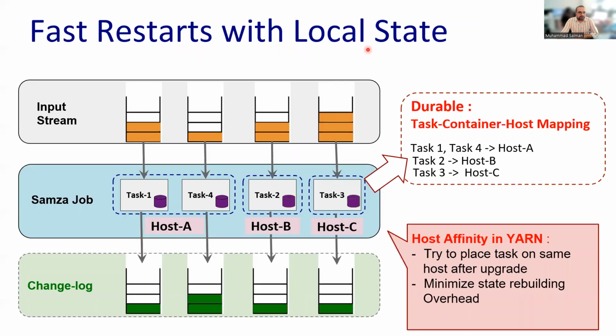First we start with the local state. This is durable because it incorporates task container host mapping. What is that? Since I told you that in SAMZA jobs the input stream is given to the task, and then there could be multiple tasks in a single host, or there could be a single task in a single host. Assume that any task fails, then that particular task would not be assigned to a new host, because if task 4 has failed and is given next time to host B, then task 4 has to be restarted from scratch. So it is avoided here.